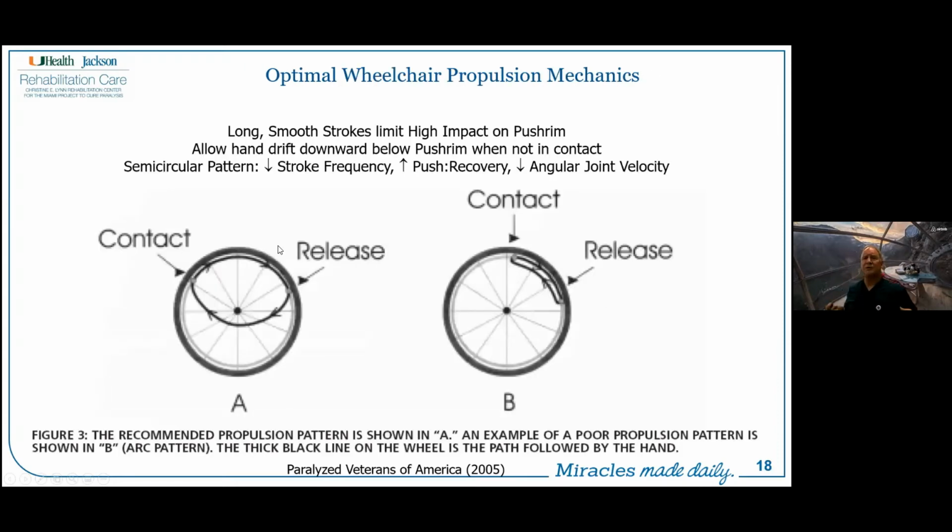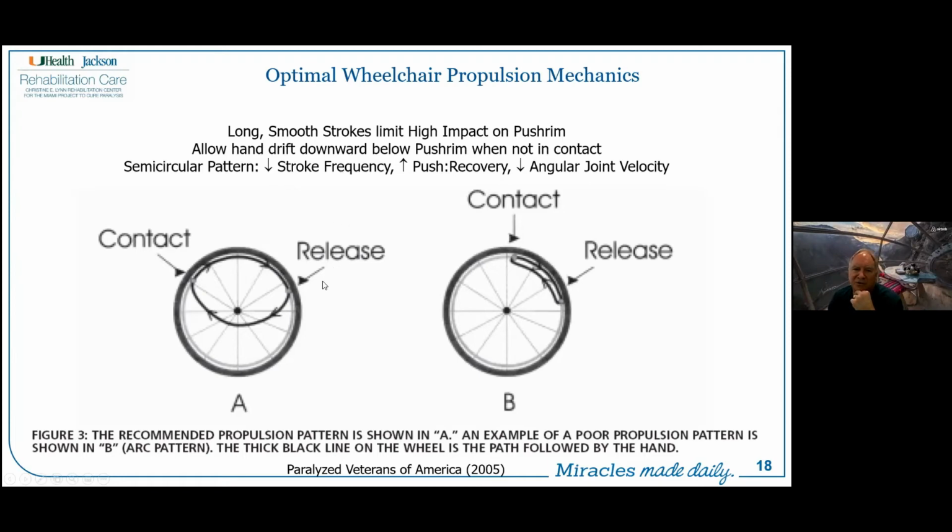Your wheelchair propulsion mechanics make all the difference. You could get that nice chair, but if you're only doing your wheelchair propulsion here, then you're still putting yourself at high risk for upper extremity overuse. So what you want to teach our folks is to have long, smooth strokes that limit the high impact. If you start here, you have to push pretty hard to be able to move forward. At this same point of contact, you're having to put in significantly more force than you are at the same point if you start back further with your stroke as you go through.